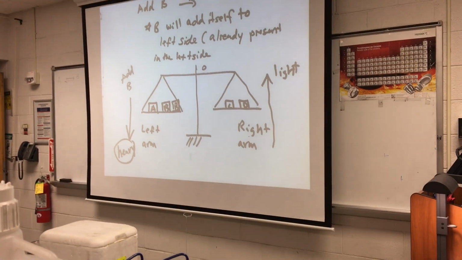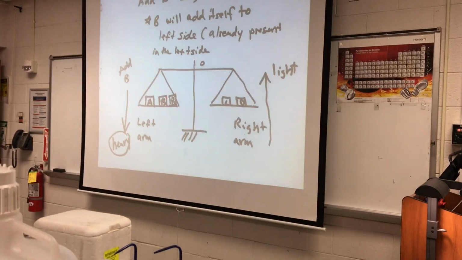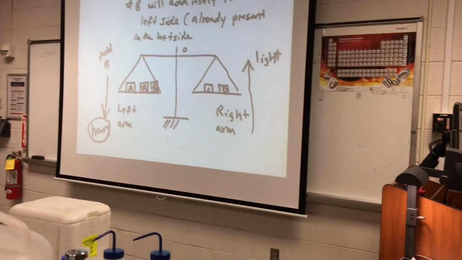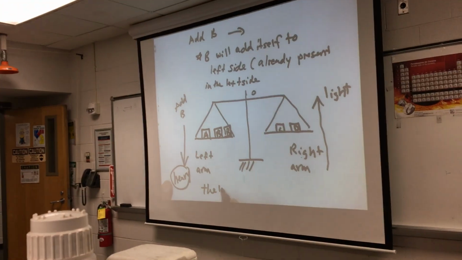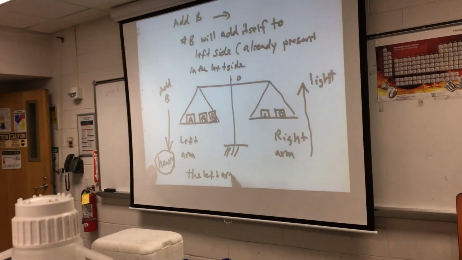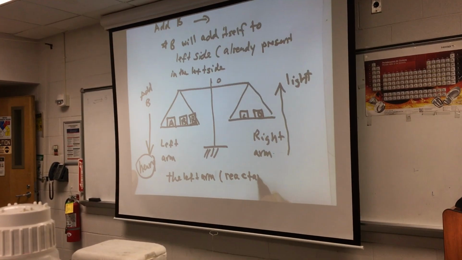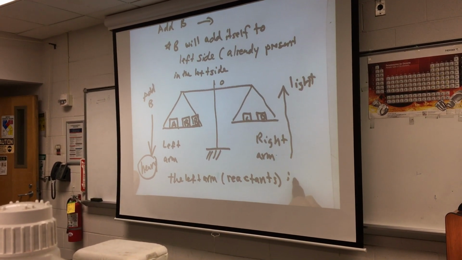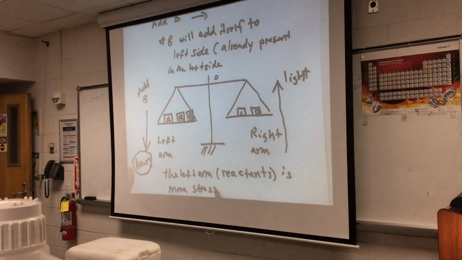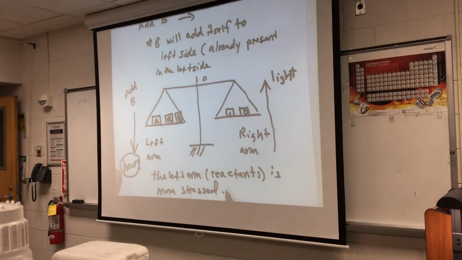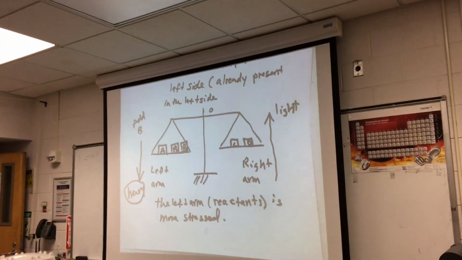So, if I add more B to the reaction, look at this. B added to the side where the B already present. So this arm of the left side will be what? Will be heavier, correct? Everybody's following? Will be very heavy. So the arm, we say the left arm, which is the reactant arm, correct? Reactant is more stressed, correct? In order to get out of this stress, some of the stress had to go where?